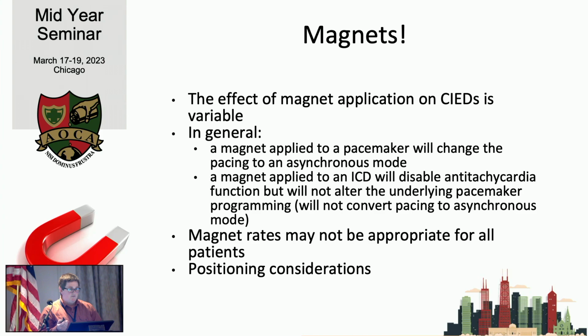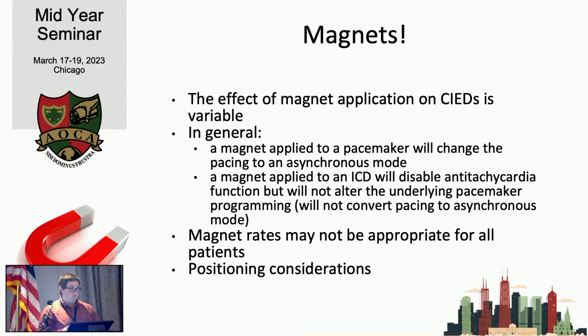So magnets, everybody's like, just put a magnet on it, it'll be fine, right? So what do the magnets do to these devices? It depends on the type of device, but in general, if you put a magnet on a pacemaker that is only a pacemaker, it's going to set it to an asynchronous mode at a rate that is determined by that device and that manufacturer. So a Medtronic device may revert to an asynchronous rate of 100. A different manufacturer may revert to an asynchronous rate of 85. And so it depends on what device you have.